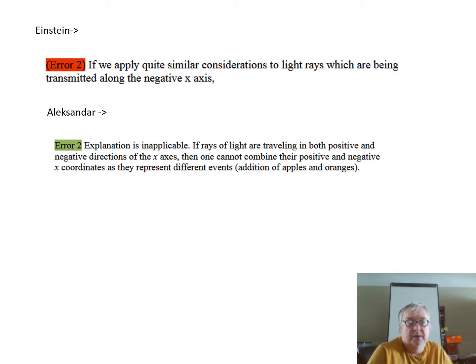Einstein continues in what Alexander says is error 2. If we apply similar considerations to light rays which are being transmitted along the negative x-axis. Alexander says this is an error. Explanations inapplicable. If rays of light are travelling in both positive and negative directions of the x-axis, then one cannot combine their positive and negative x coordinates as they represent different events. And he compares that to trying to add apples and oranges. You're trying to add two different things together.